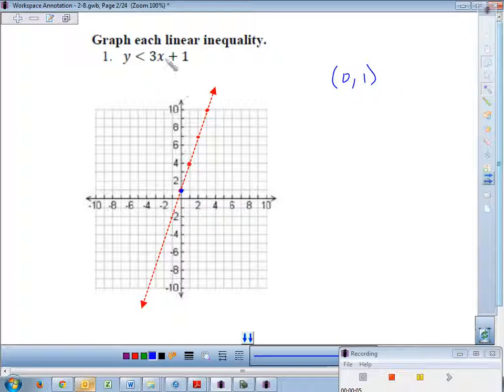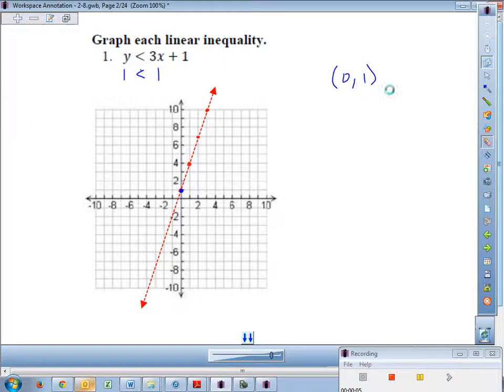If I put 0 in for x and 1 in for y, 1 less than, what's 3 times 0? 0, and then plus 1 is 1. Is 1 less than 1? Yes or no? Is 1 less than 1? No, meaning that this point does not satisfy the situation. We are trying to find all the points that satisfy this situation. There will be an infinite amount of those points. But where are they located?